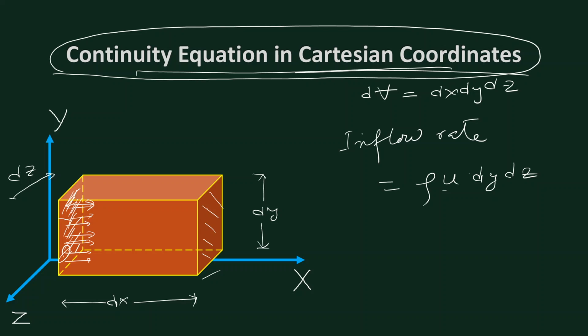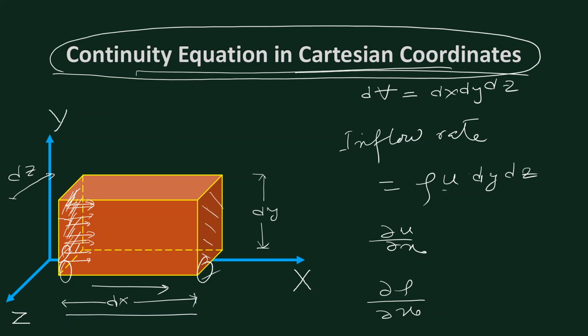Let's say velocity is changing in the x direction. So the rate of change of velocity in x direction will be given by del u by del x. Similarly, if density is also changing in the x direction, it may change, it may not change, but let's consider for the sake of generality that it is changing. So the rate of change of density in the x direction is given by del rho by del x. So from this point to this point, the distance is dx.